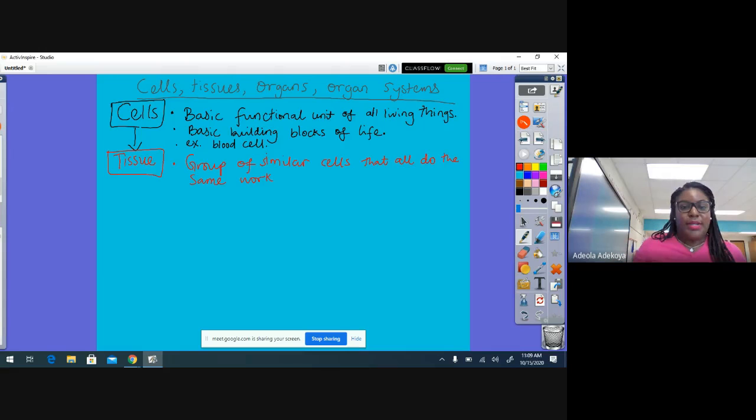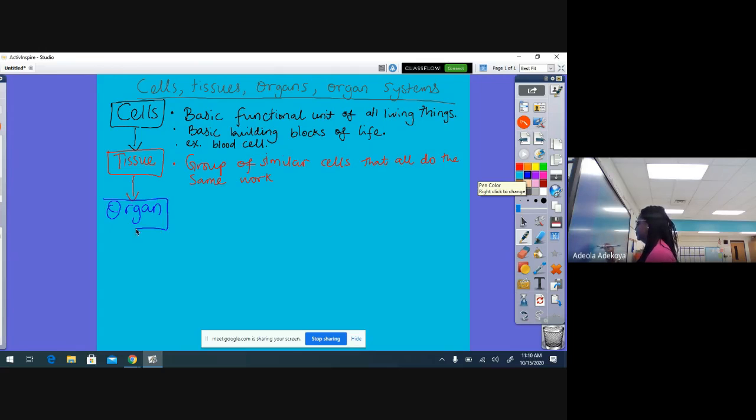Now, when you have several tissues together, lots of tissues make an organ. I'm going to do that in blue. So what is an organ? It's a structure made up of two or more different types of tissues that work together to do a certain work.